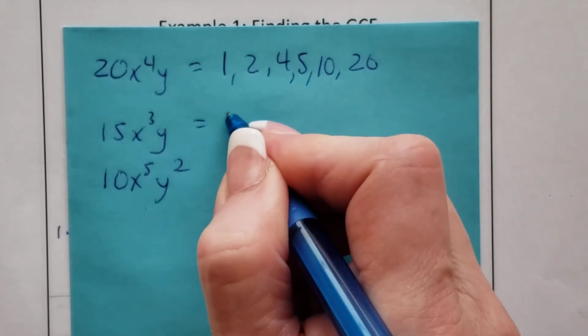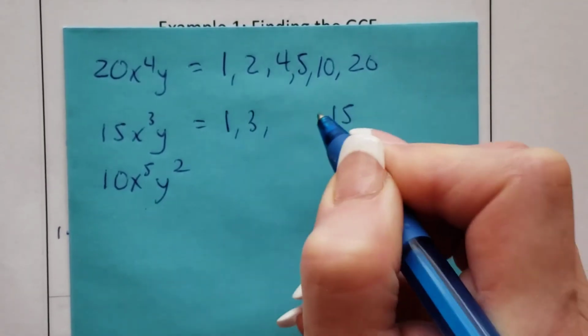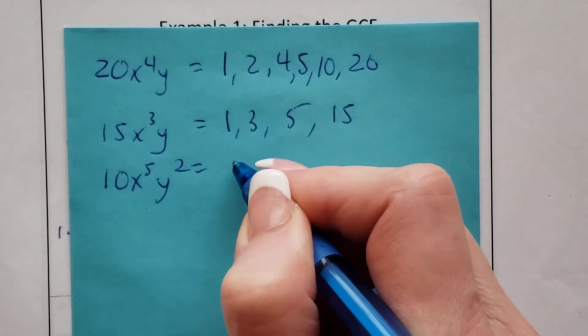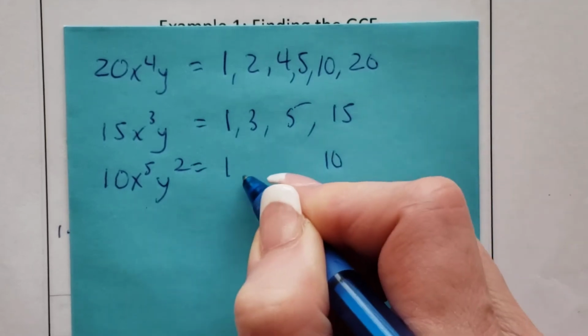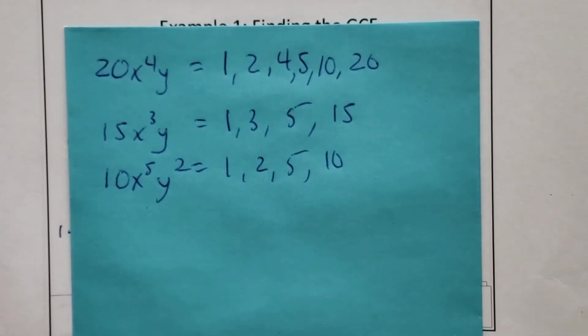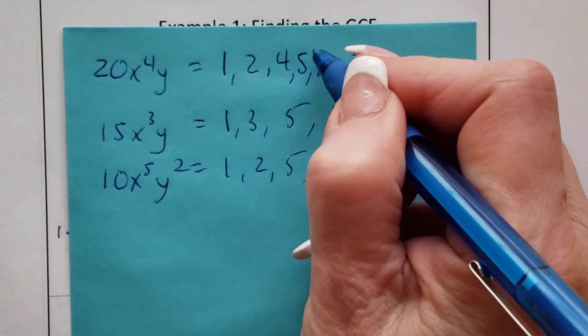All right, for 15, I know it's 1 times 15 and 3 times 5. And that's all. And then 10, we have 1 times 10 and then 2 times 5. And that's all. So what is the biggest number that you see that they all have in common? Well, of course, you know that's 5.